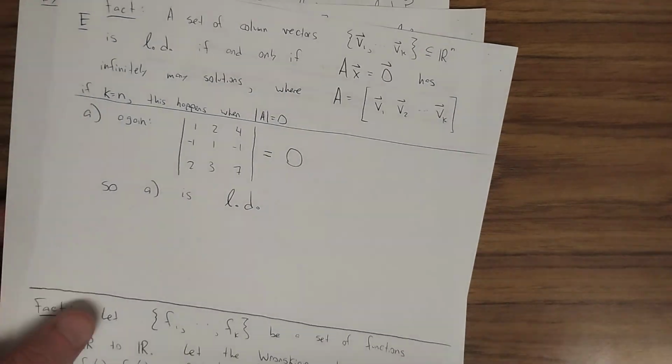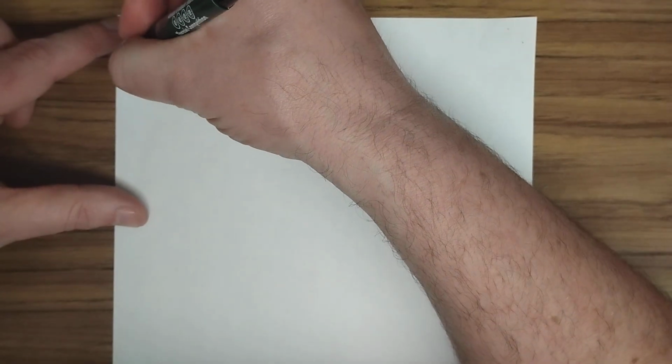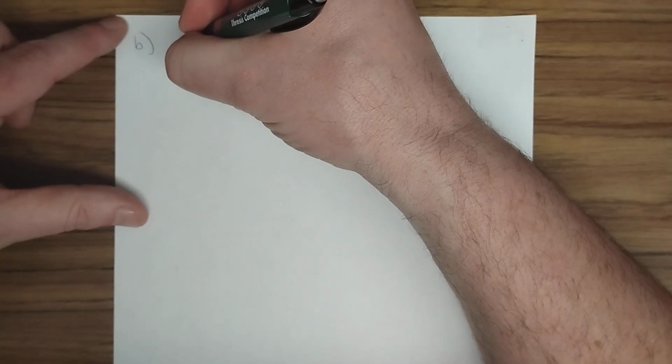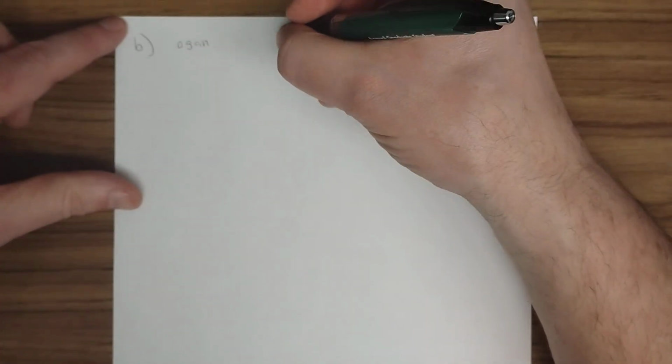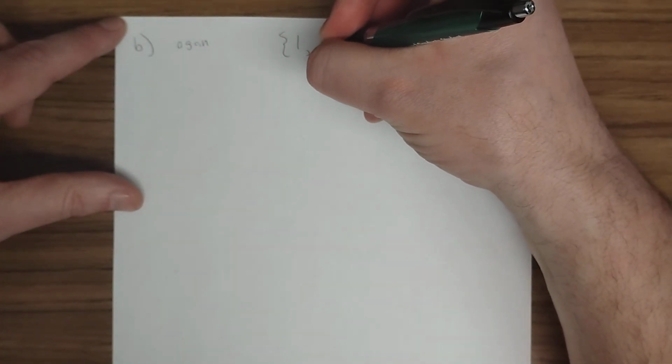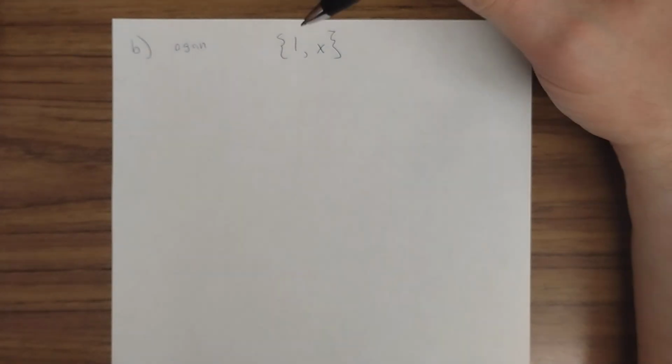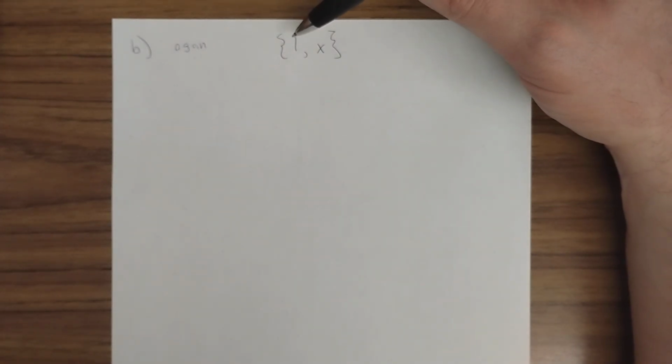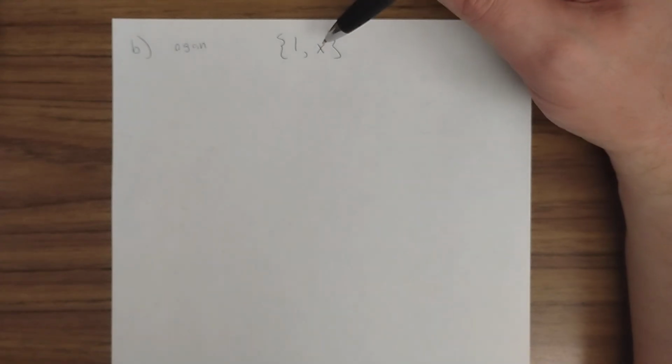So, in the interest of time, let me just go over example B again. I'll write it this way. We had two functions. One of them was the function that always gives me 1, and the other function has the formula f of x equals x.